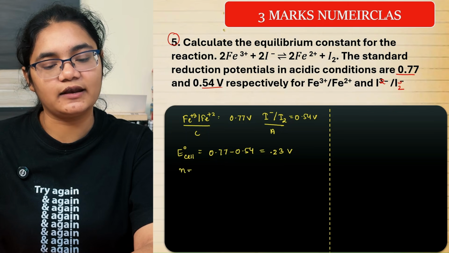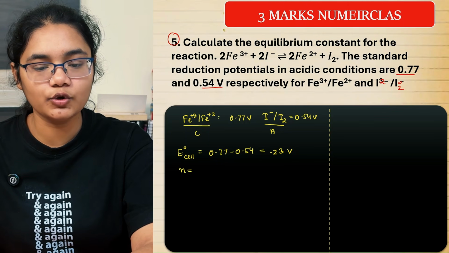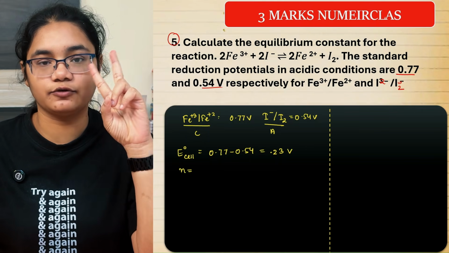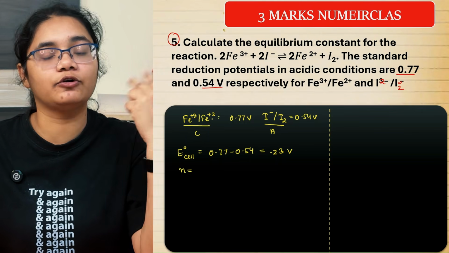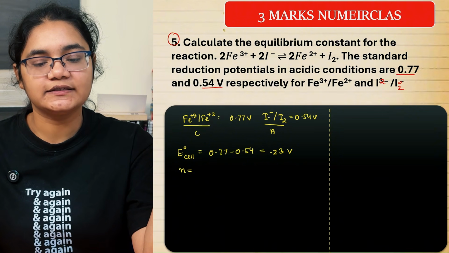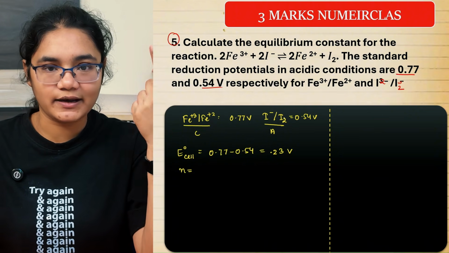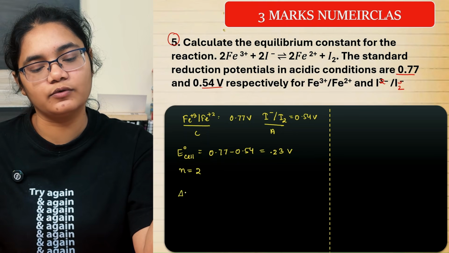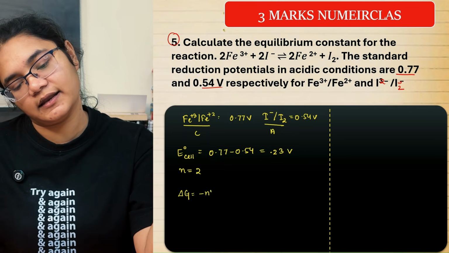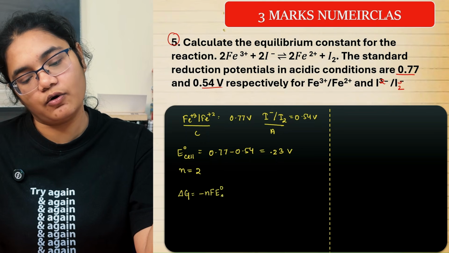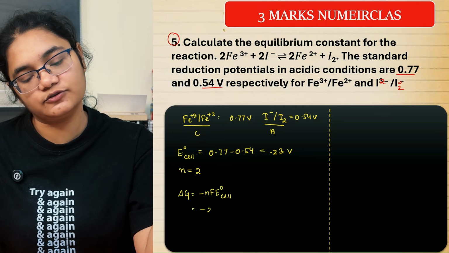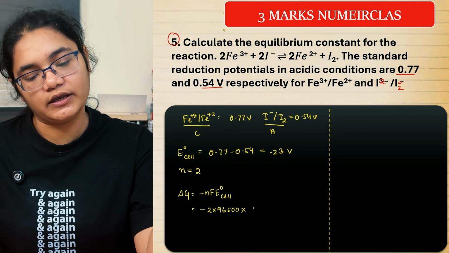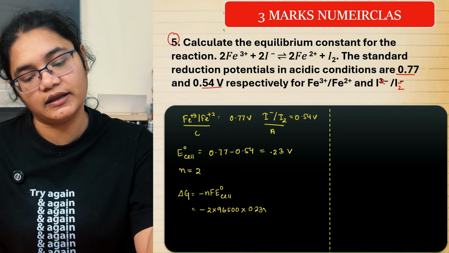Okay, now what is the N value? You can see here 2 Fe is there, right? So from +3 to +2, 1 electron will be gained. For 2 iron, 2 electrons will be gained. Similarly, I minus to I2, 1 electron will be lost. For 2 iodine, 2 electrons will be lost. So N is equal to 2. So what is the value of delta G here? Minus NFE naught of the cell. That is equal to minus 2 into 96500 into E naught of the cell, 0.23 volt.